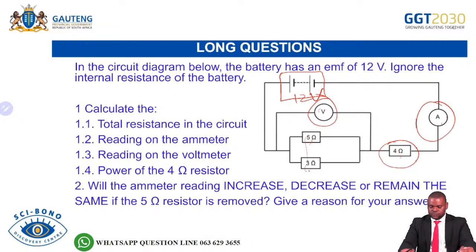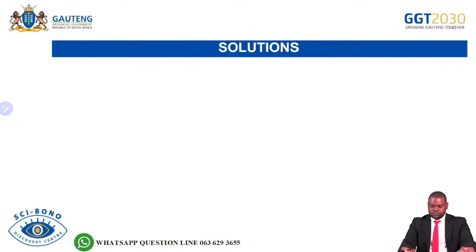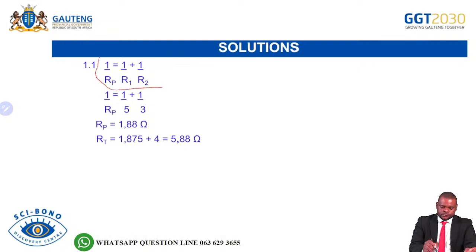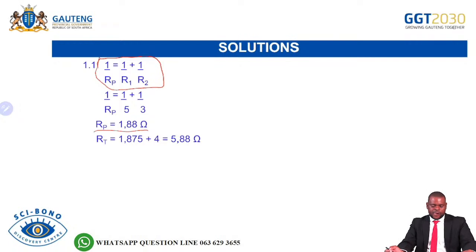Okay, let's see now. Number 1, can you see? We start by calculating what? The equivalent resistance of the two resistors that are in parallel with each other. Then we use this formula and substitute. R1 is 5, R2 is 3. Then we get 1,88. Before we go to the final answer, I just want to show you how we get to this answer.